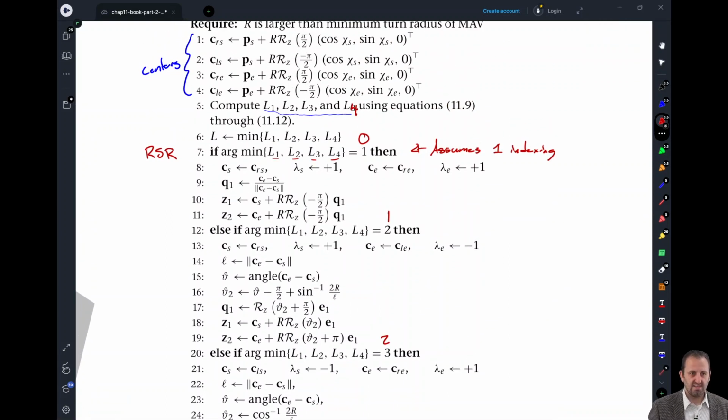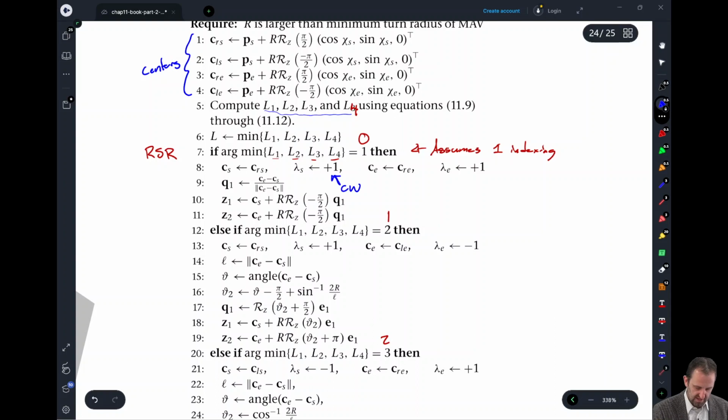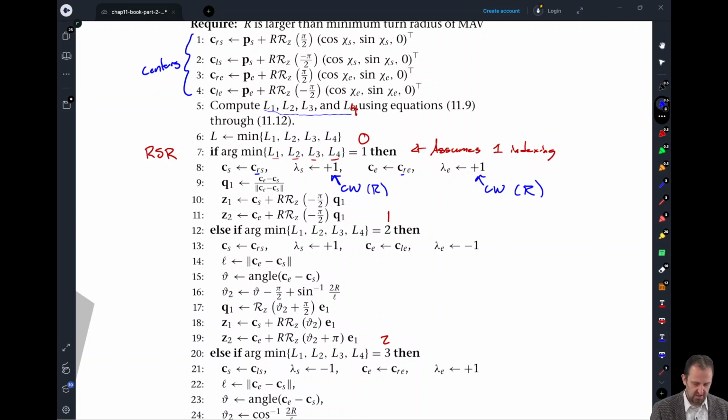So anyway, all it's saying is that if RSR results in the shortest path, then we're going to come in here and define all of our path parameters. So the starting circle is clockwise and the ending circle is also clockwise. This is our R component, we're doing a right circle, so we're going clockwise. So we're taking the right circle on both the start and the end. We define what Q1 is. We define what Z1 is based on Q1, and we define what Z2 is based on Q1.